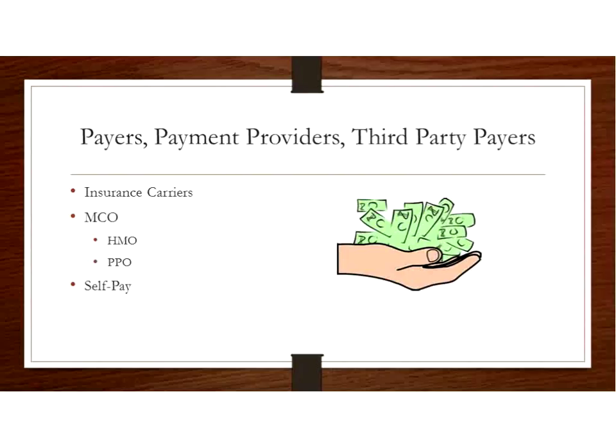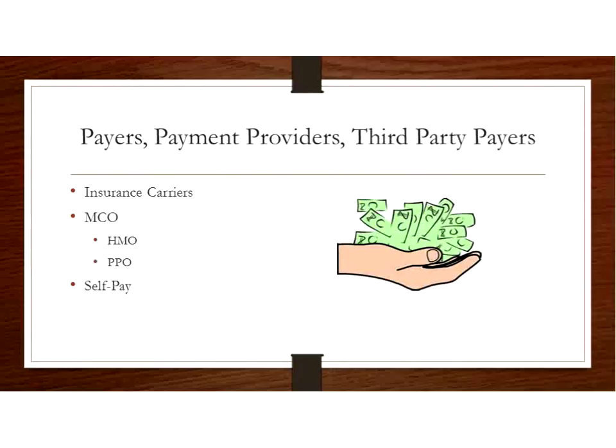And you've got different types. You've got your insurance carriers that will include your private insurance and your governmental type insurances. Private being like your Blue Cross Blue Shield, your government insurance like your Medicare, your Medicaid, your insurance that comes through for your military participants. These will all be your insurance carriers.